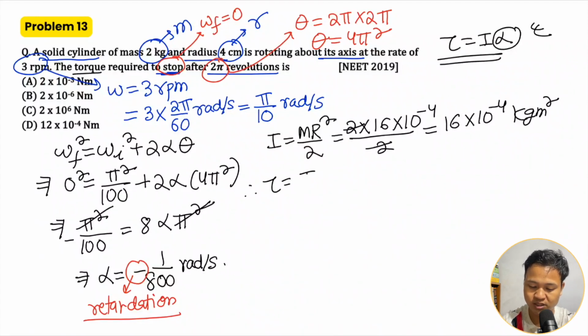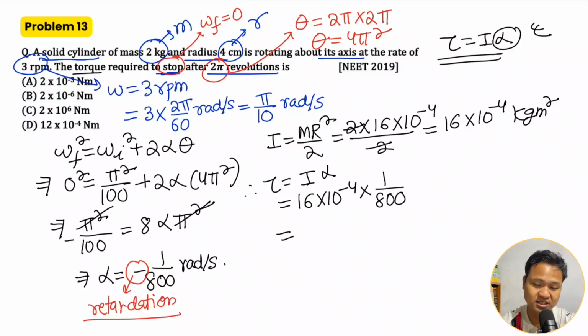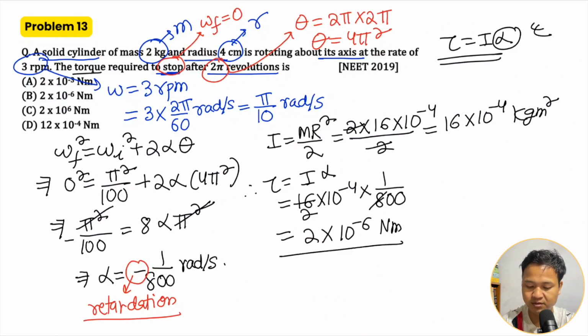Therefore torque is I into alpha. I is 16 into 10 power minus 4, alpha is 1 by 800. Don't care about the sign, because it is retardation. Solving this, 2 into 10 power minus 6 Newton meter. So this is your torque. Option B.